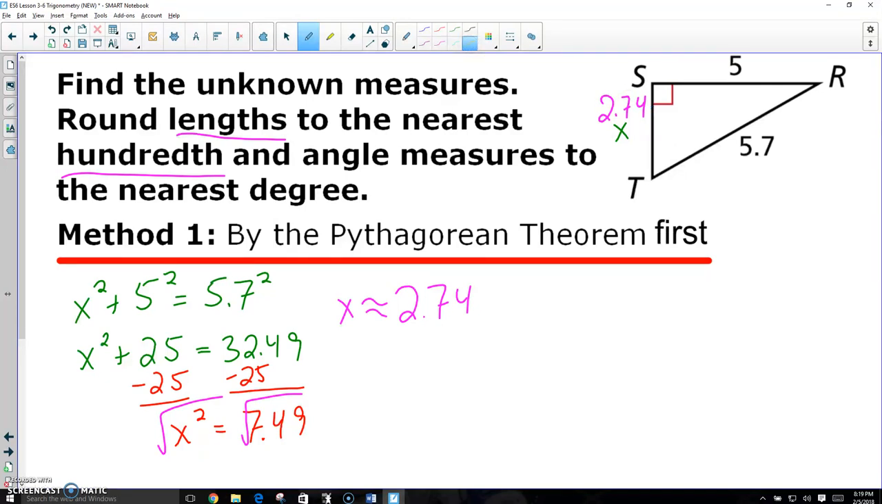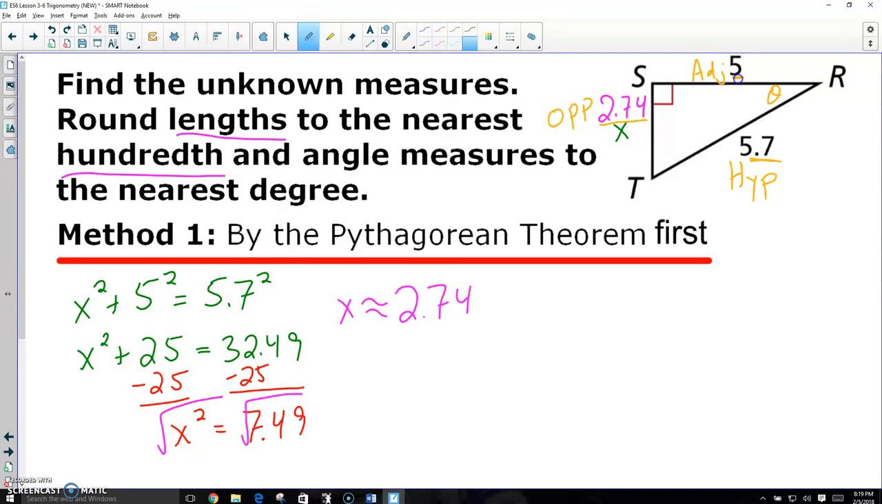It doesn't matter which angle I find first. Let's say that I'm going to find angle R. So we label this would be my hypotenuse, this would be my opposite, and this would be my adjacent. Now when I look at these three measurements, I know that the 5 and the 5.7 are exact answers. And I know the 2.74 is a rounded answer because I found it just over here on the bottom left.